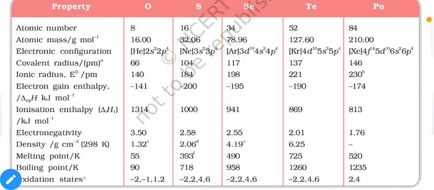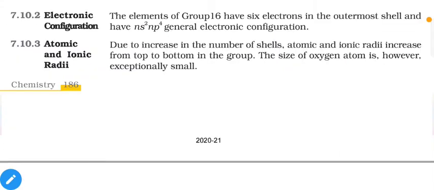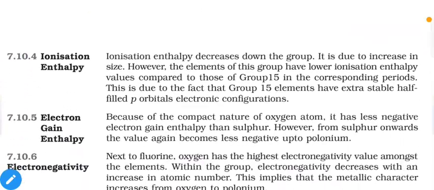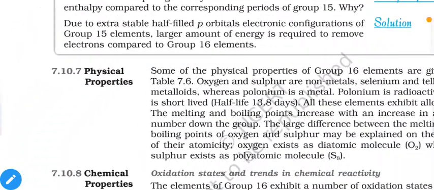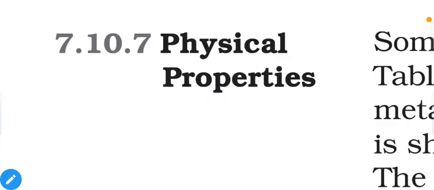So as we can see, lower number elements show more negative oxidation states, and higher number elements show less negative oxidation states and more positive oxidation states because of increasing metallic character. So the same points are discussed in this description portion. So we are moving towards the next point, physical properties.